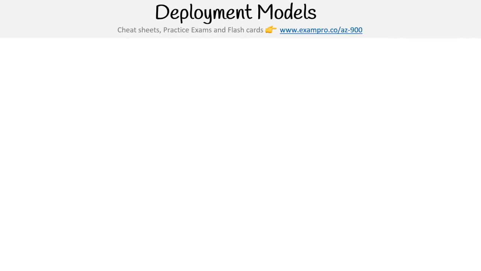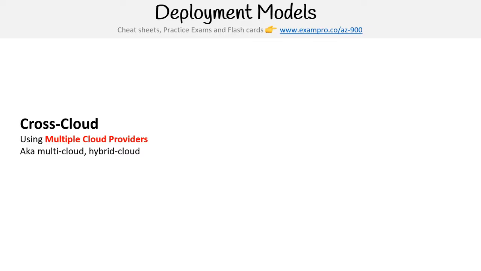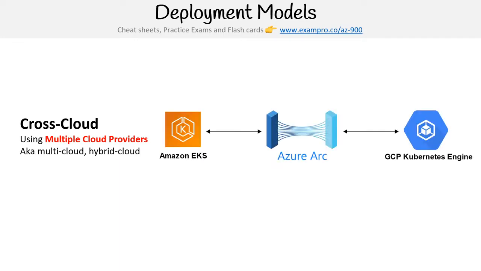And just one more deployment model here. I just want to talk about cross-cloud. This isn't something that is listed on the actual exam, but it's something that you should understand and know. Cross-cloud is when you're using multiple cloud providers. Sometimes people refer to this as multi-cloud or hybrid cloud. And so I just have an example here.